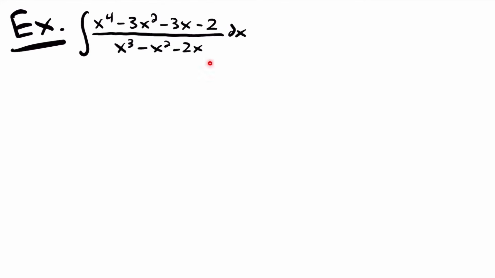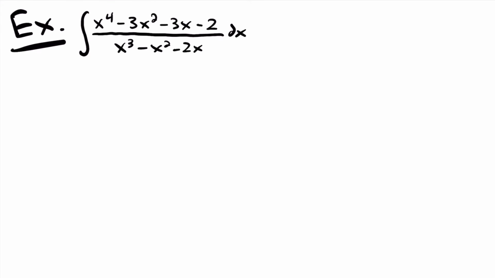All right, so here's our last example. We have the integral of x to the 4th power minus 3x squared minus 3x minus 2 divided by x cubed minus x squared minus 2x times dx. All right, so this is going to be a little bit different than our previous examples. I didn't make an explicit note of it, but all of the previous rational functions that we have been integrating by first decomposing them into partial fractions, they were all rational functions where the polynomial in the numerator was of a lower degree than the denominator.